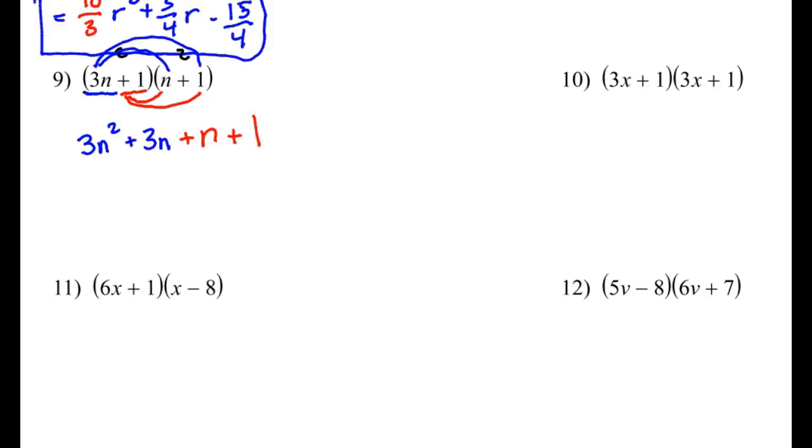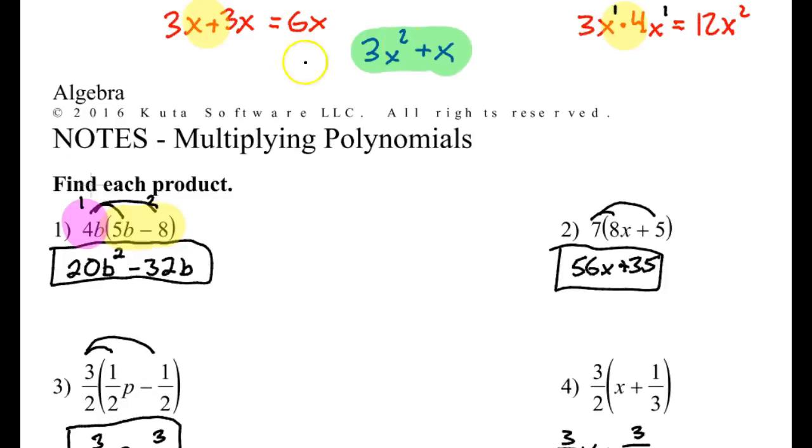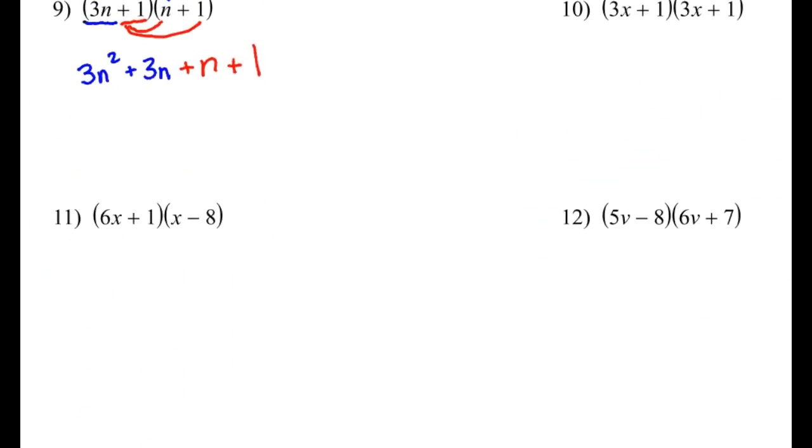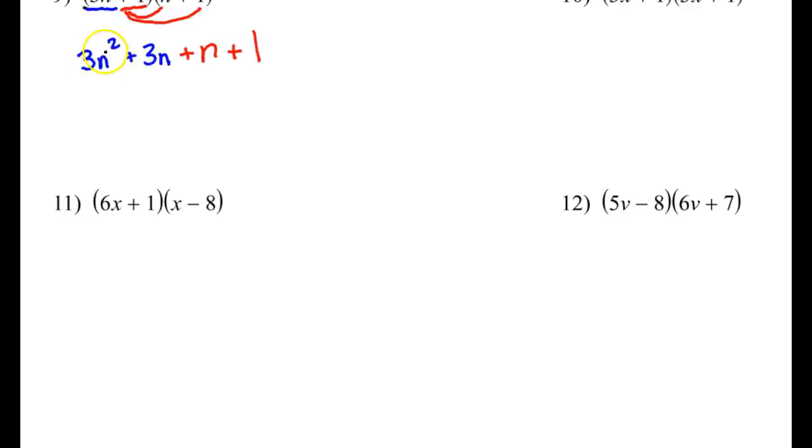Now, is this simplified? Is this finished? Going back to what we reviewed at the very beginning, if you have the same variable and the same exponent, you can combine those together. 3x plus 3x is 6x. So what we got here, there's only 1 n squared, so that won't combine with anything. There's only one number, that won't combine with anything. But there is a 3n and a 1n, if you will, that will combine and make 4n. So you do have to simplify.